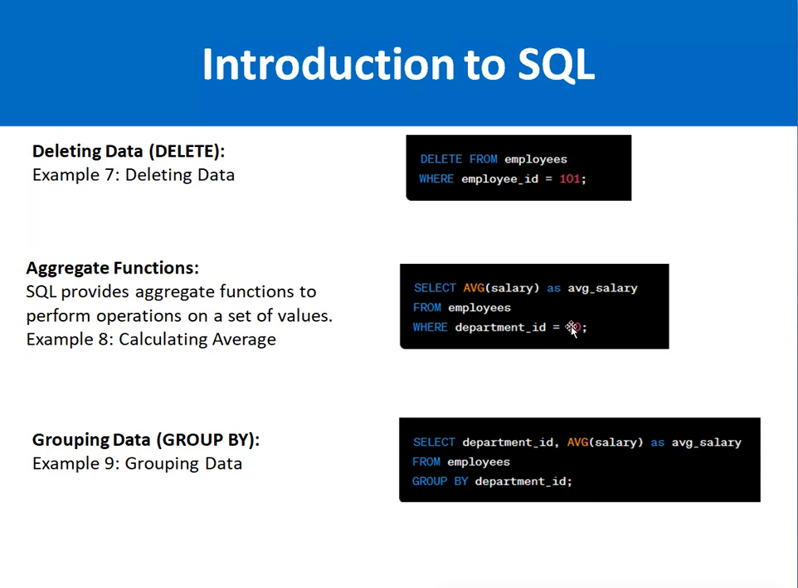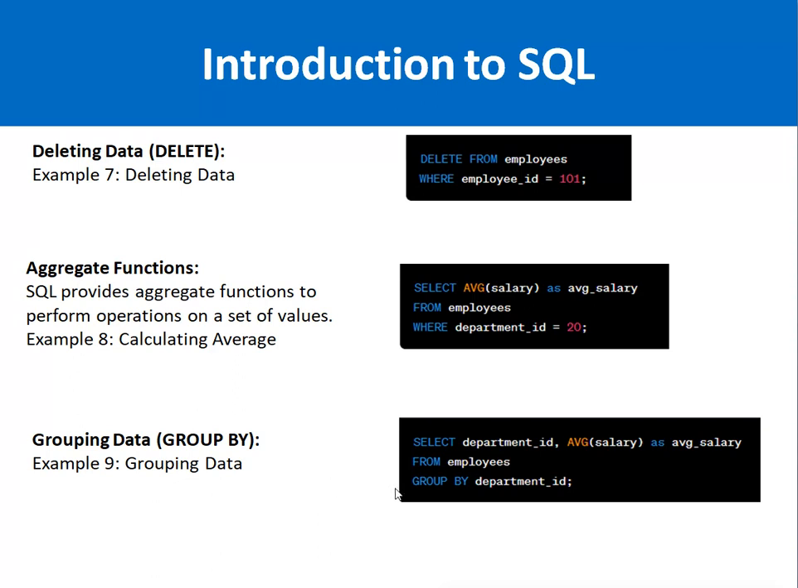For example, department ID 20 is marketing. So you want to see the average salary in the marketing department, and it will give you the average salary. It calculates the average salary by using the AVG function on the salary column of the table, and it will retrieve the average salary from the table.